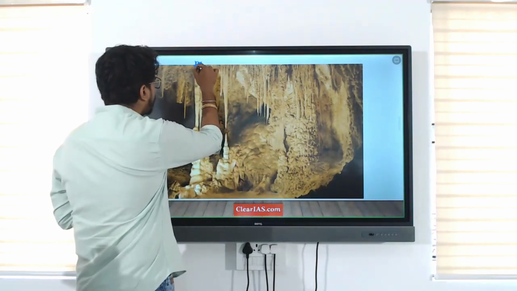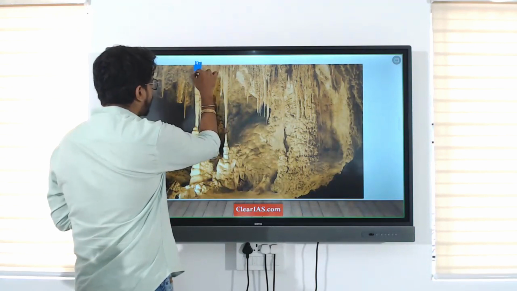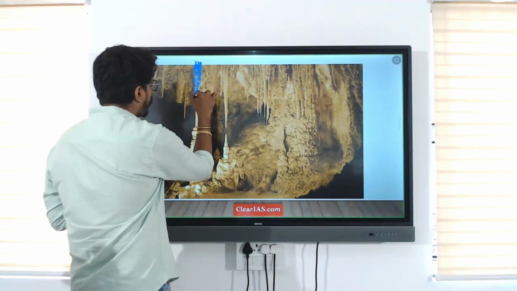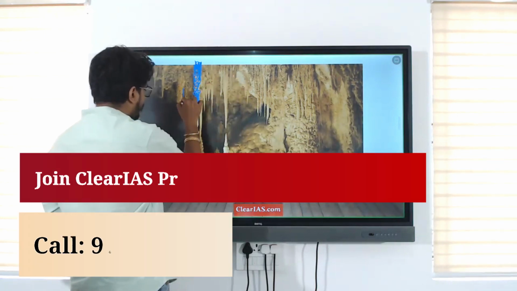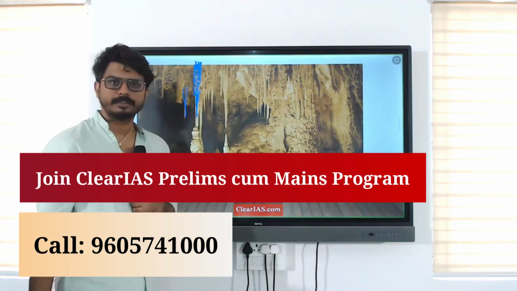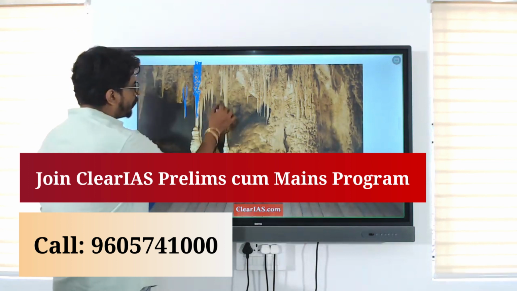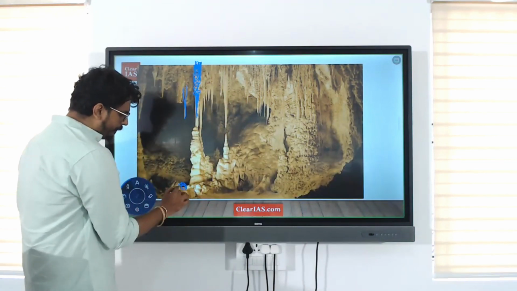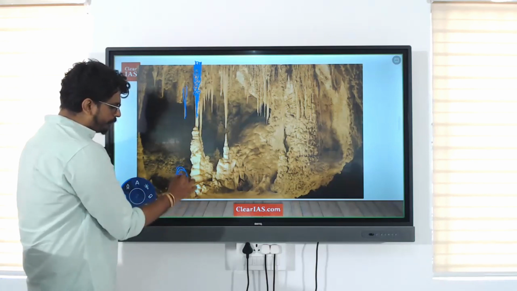When it is dropping, it will start precipitating, leaving some calcium carbonate and forming a structure that is hanging from the top of the cave, like this. And when the water drops down, the remaining calcium carbonate will also start accumulating and forming a structure from the base of the cave.